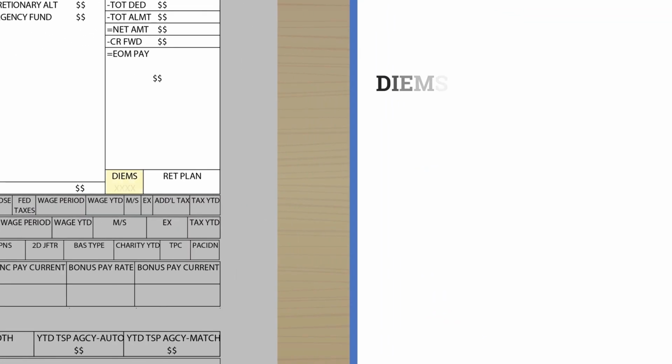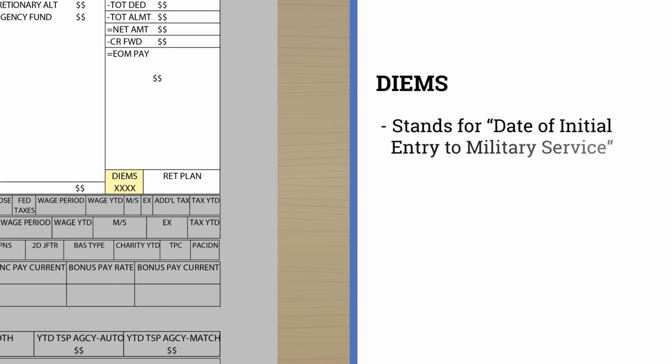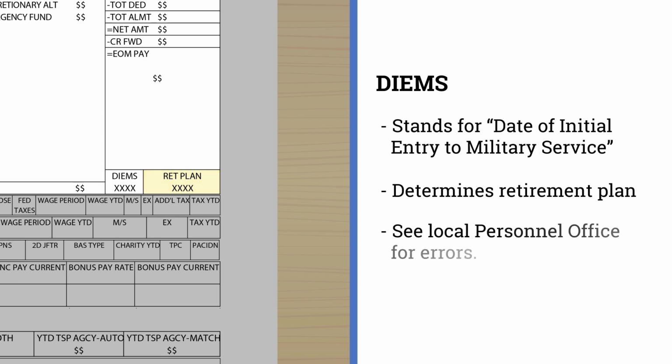Let's discuss your diems and crack that code. This field specifies the date of initial entry to military service, or DIEMS, and determines your retirement plan, which you'll find in the next field. The DIEMS date comes from your local servicing personnel office. Contact that office, not Defense Finance and Accounting Service, if information in this field is incorrect.